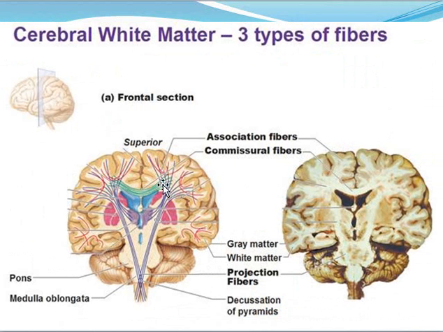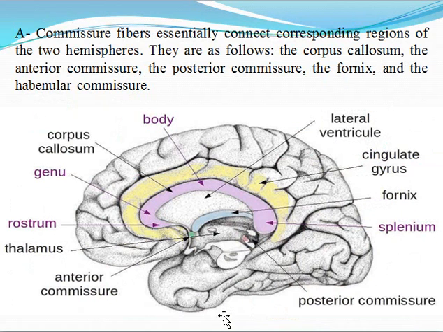The commissural fibers connect different areas in both hemispheres, either homologous or non-homologous areas. Association fibers connect different areas in the same hemisphere, and the projection fibers connect the cortex of the brain with other parts of the brain, such as the pons and medulla oblongata, and the crossing of the fibers is named the decussation of the pyramids.